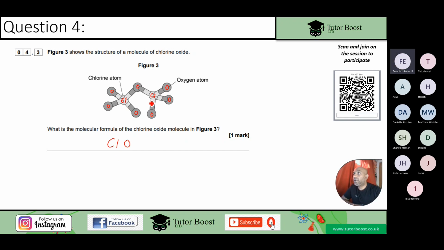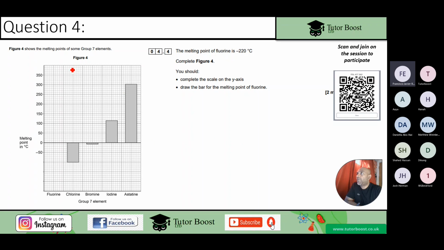So you have 1, 2 chlorine, and you have 1, 2, 3, 4, 5, 6, 7 atoms of oxygen. That's how you work out the molecular formula of chlorine oxide. Next question. Figure 4 shows the melting points of some group 7 elements.